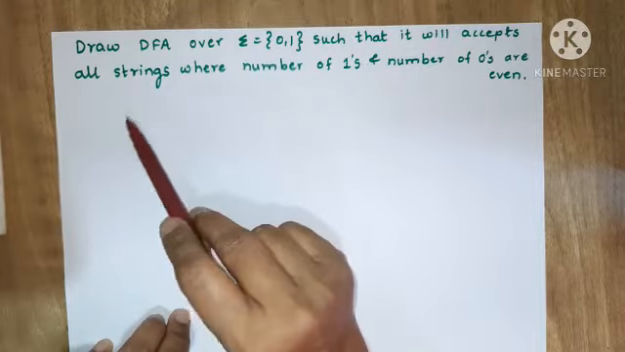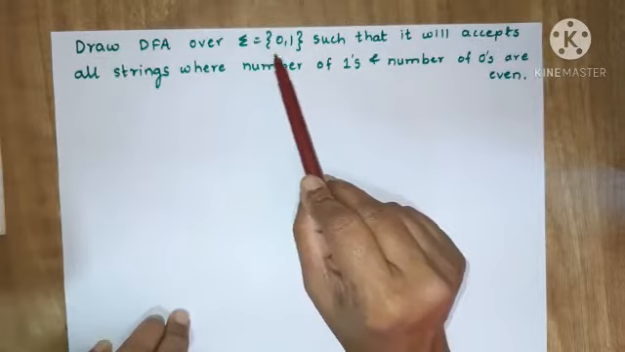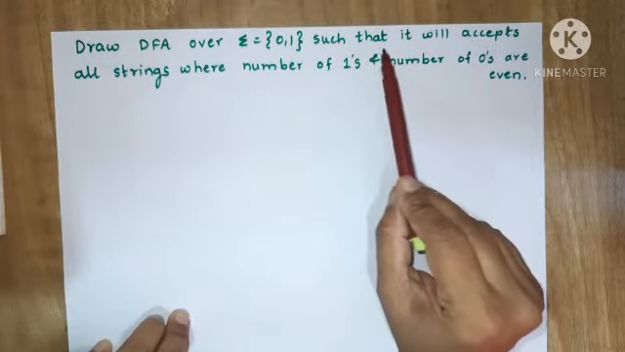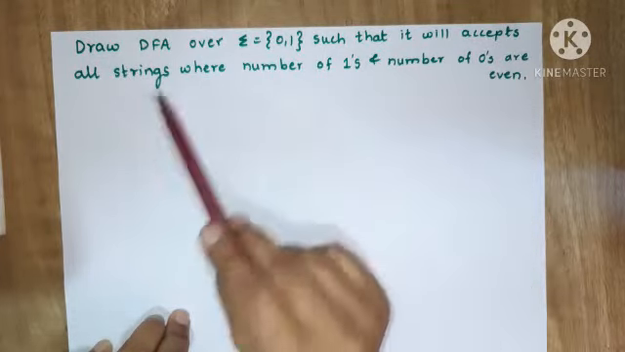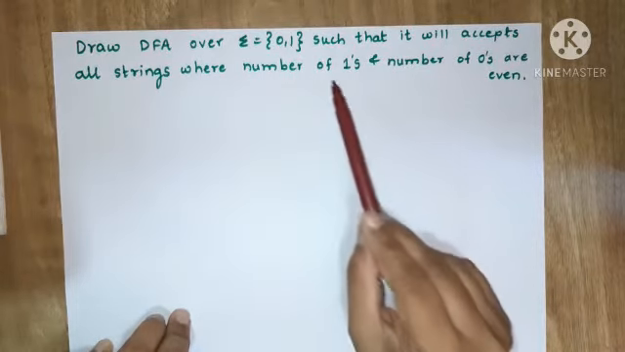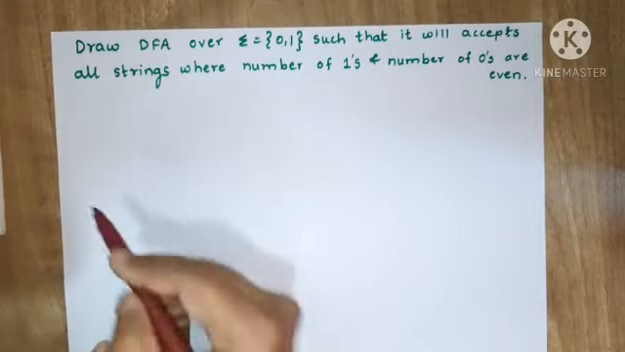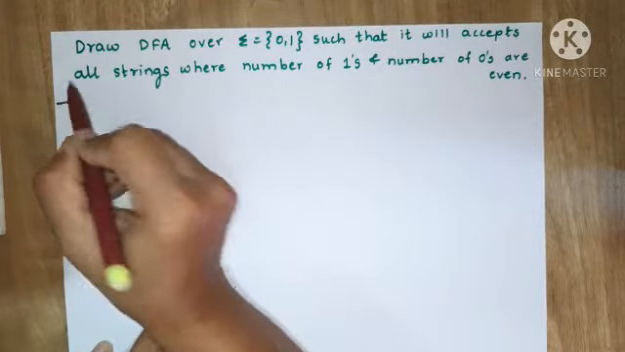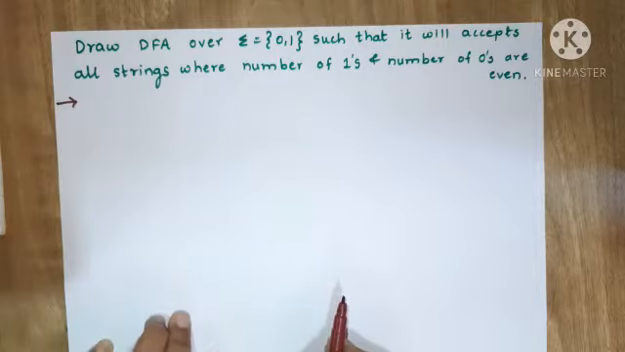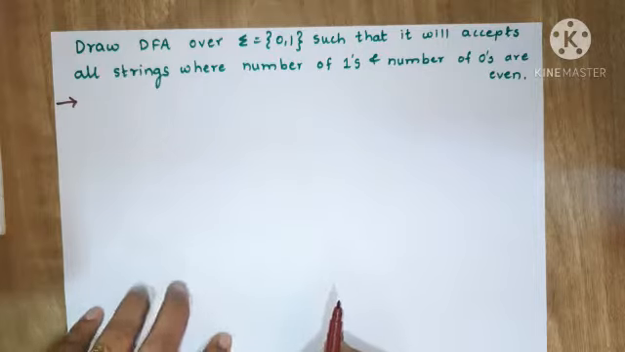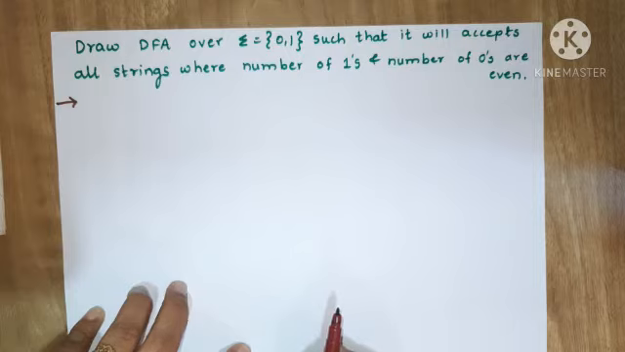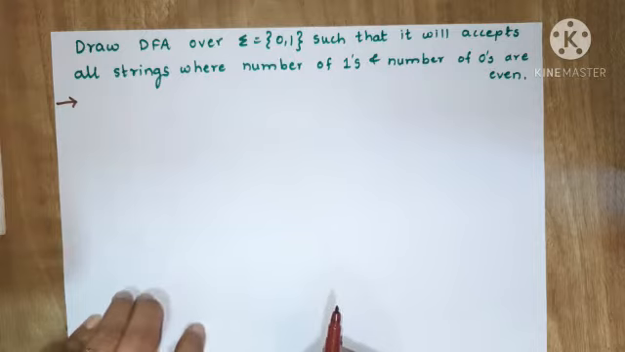So here we have to draw a DFA over sigma is equal to {0, 1} such that it will accept all strings where the number of ones and number of zeros are even. So here your DFA will accept all those strings in which the number of zeros and number of ones are even. In this case we have to count how many zeros and how many ones there are, and based on that we have to design.